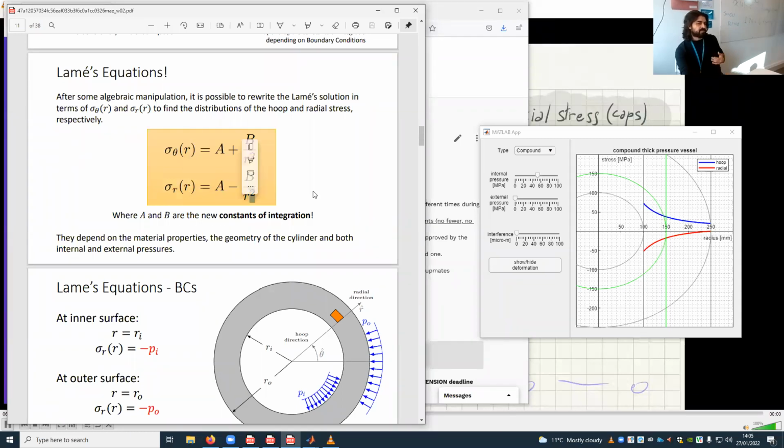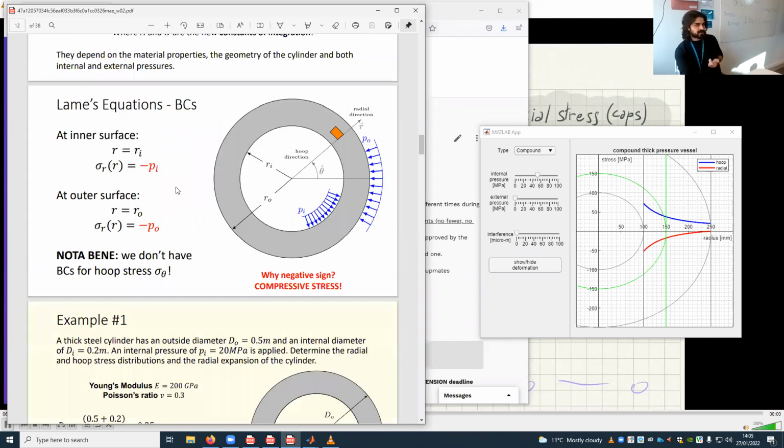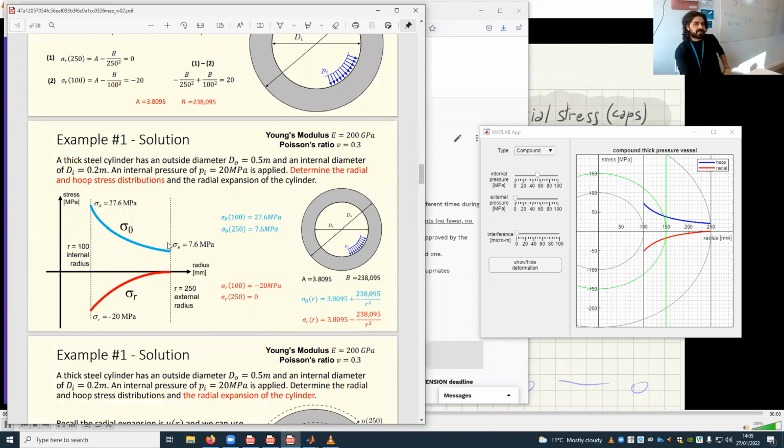Since A and B should be known quantities from the boundary conditions we have here, you find the distribution exactly as we did here. The distributions look like this generally. See, this is what we did.